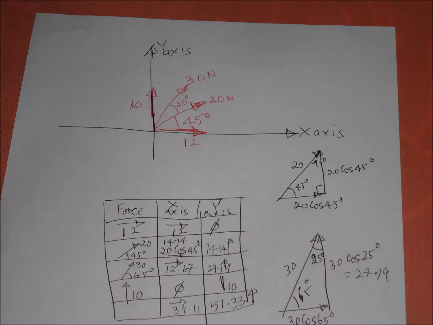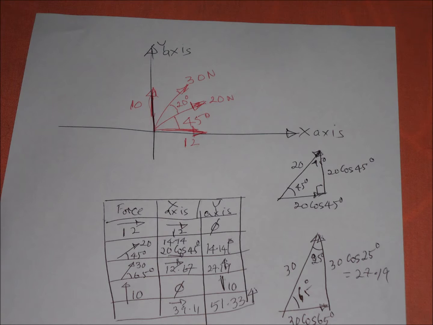Now if you look at the force or the vector, which is 12, it is horizontal along the x-axis, therefore you can't have any components on the y-axis. So you will have x along the x-axis, there will be 12, but along the y there will be 0. Can you see that? Okay, let's start from there.